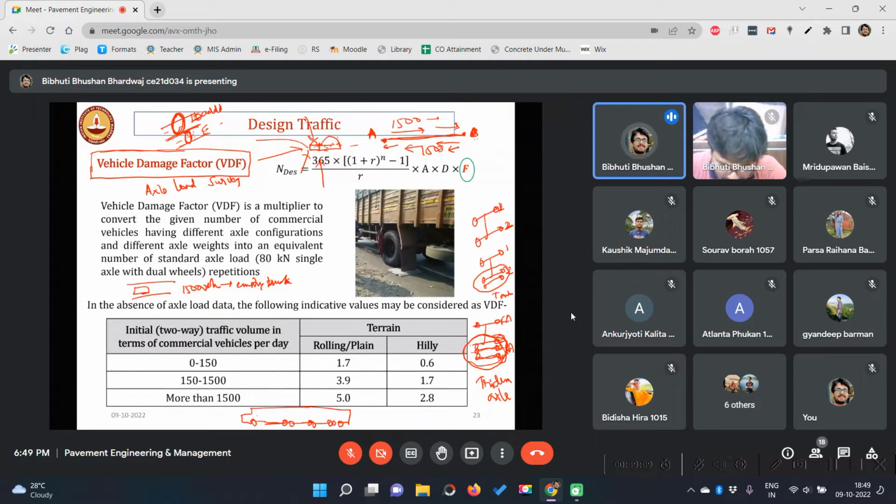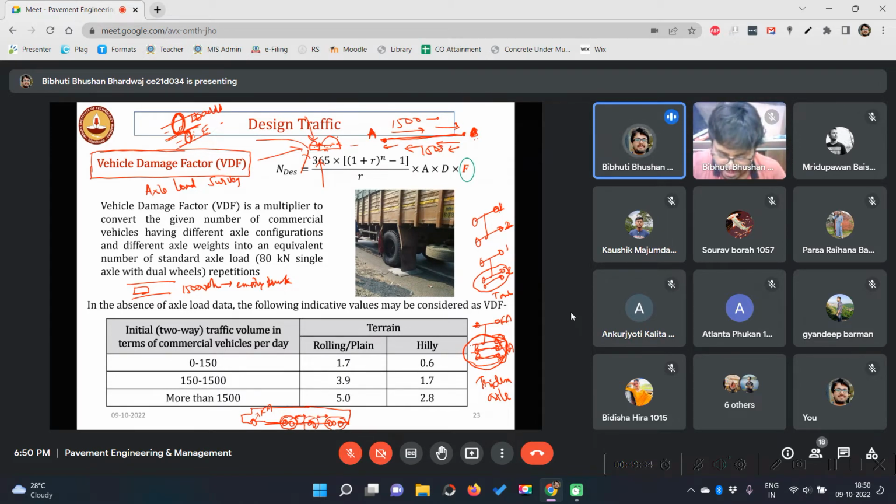Then this is the front axle. This is rear tandem. This is again rear tandem. This is rear tridem. The gap between these two axles will be more, so that's why we are not clubbing these four together. The gap will be more.